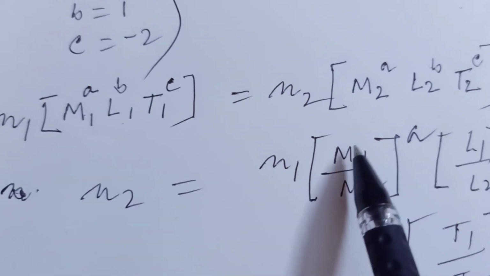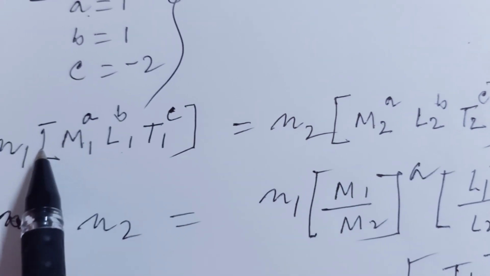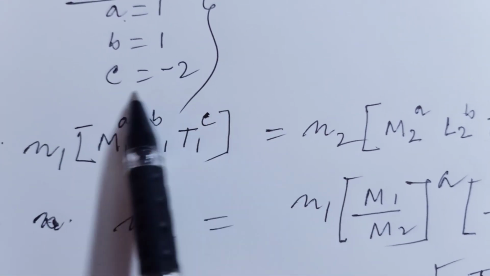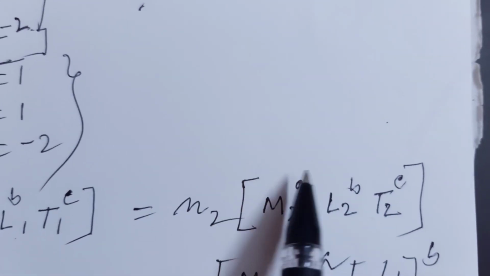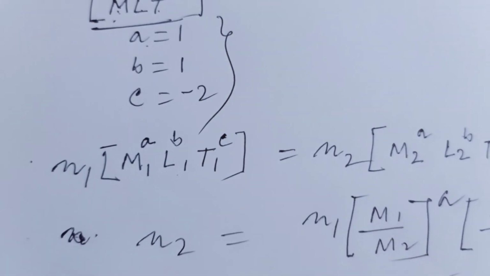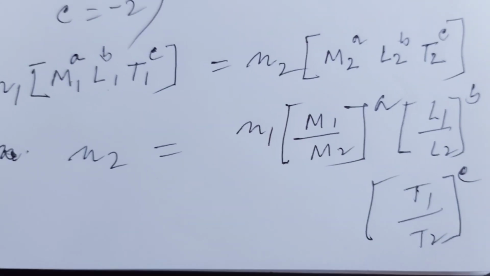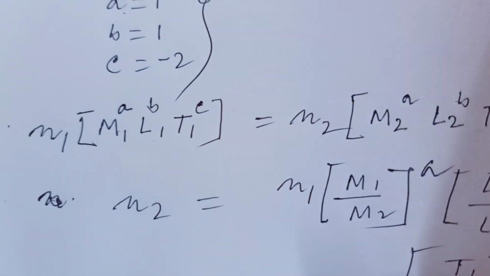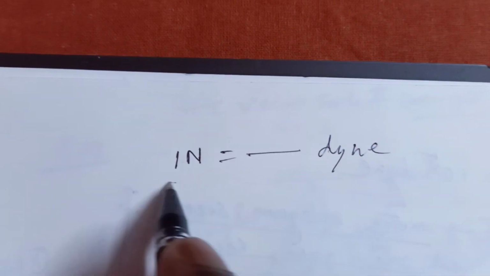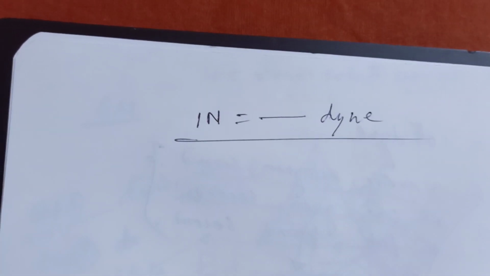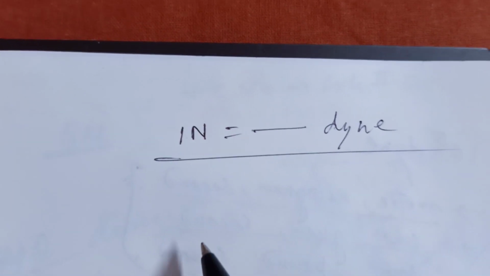It means the dimension of that particular physical quantity, since it is force, remains the same. So this is the formula, and you have to apply that particular formula. And so you have to change Newton: 1 Newton is equal to dash of dyne, with the help of dimensional analysis.